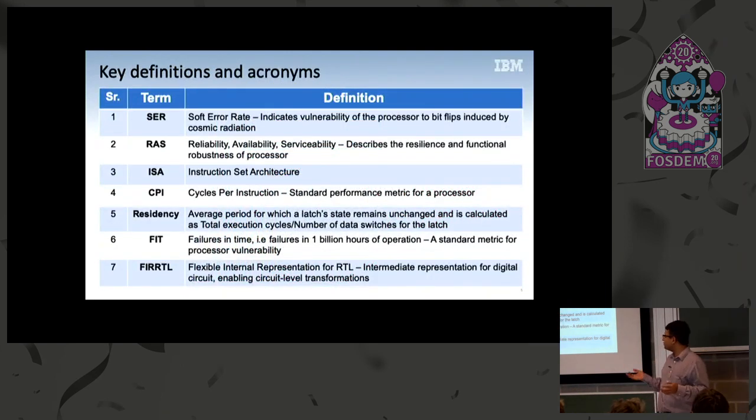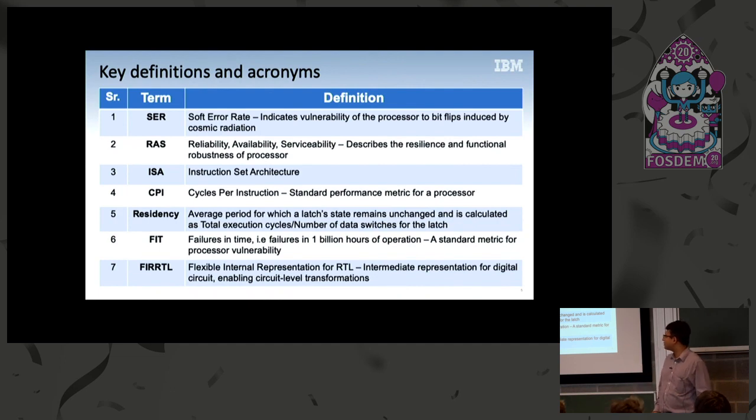And just an overview of some of the terms, like FIRRTL, which Skylar has already gone through. I would like to focus on just a couple of metrics here. One is RAS, which is the way processors are usually qualified in terms of resilience and reliability. The other one is residency, which is the amount of time in which a latch's state remains unchanged. This is a key metric which we'll be considering for our reliability evaluation.